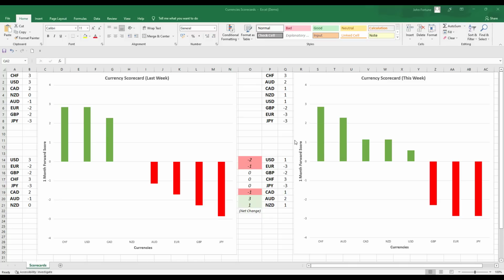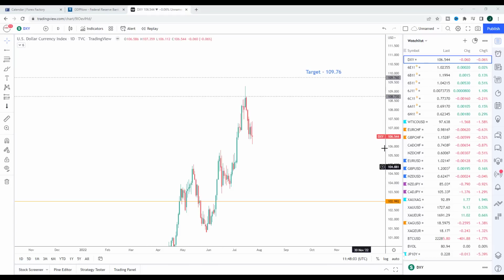So it's very important to bear that in mind next week. Okay, so let's have a look at the individual currencies here, and starting with the DXY as we always do on the daily chart to look at the bigger picture.